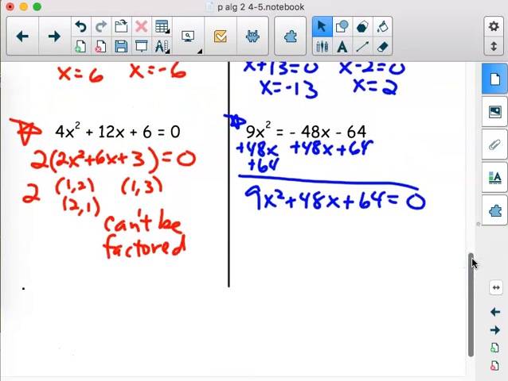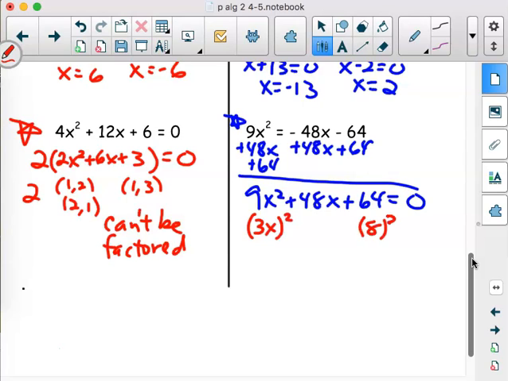Because these are perfect squares. Maybe this is one of those perfect square trinomials. This is 3x squared, and this is 8 squared. So what we have to check is if you take 3x times 8, and then you take it times 2, or double it, do you get 48? Does it work? Yeah. It does.